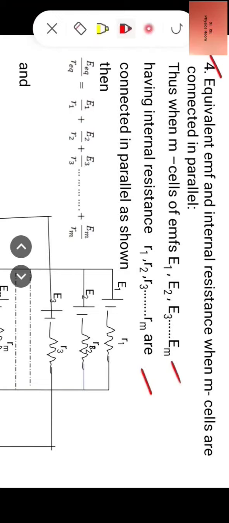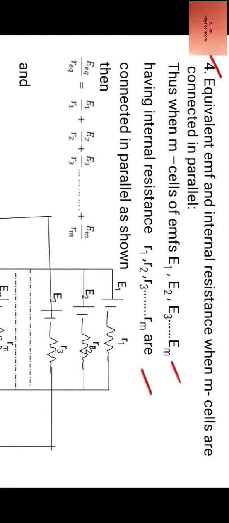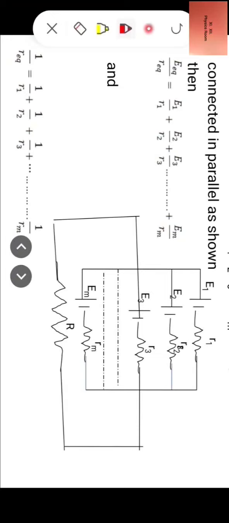So following that expression, we can write for M cells the expression as E equivalent by R equivalent is equal to E1 by R1 plus E2 by R2 plus E3 by R3 so on plus Em by Rm. And for internal resistance, we have the expression as 1 by R equivalent is equal to 1 by R1 plus 1 by R2 plus 1 by R3 plus so on plus 1 by Rm. So we have generalized the result for M cells in parallel.